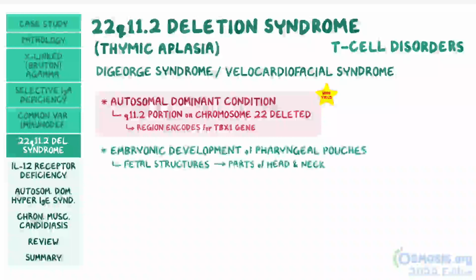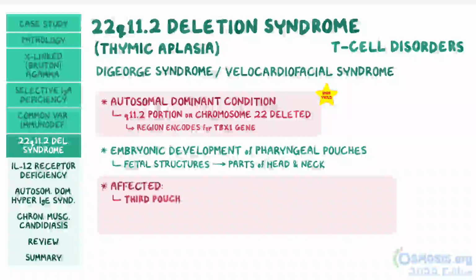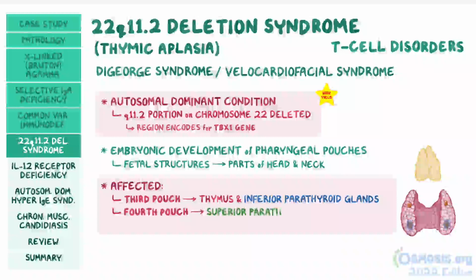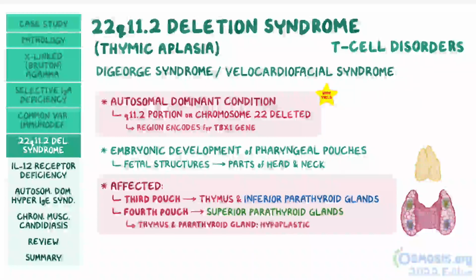More specifically, for your exams, you should know that the ones affected are the third pharyngeal pouch, which goes on to develop into the thymus and the inferior parathyroid glands, as well as the fourth pouch, which goes on to develop into the superior parathyroid glands. So, with a 22q11.2 deletion, and therefore no TBX1 gene, the thymus and parathyroid gland both end up hypoplastic, meaning that they are underdeveloped. And that's a high-yield fact.